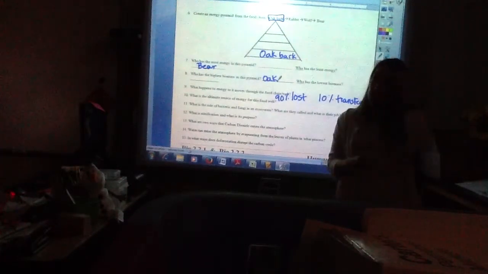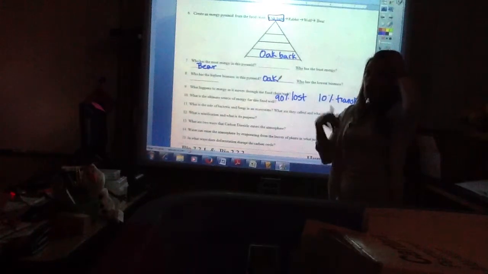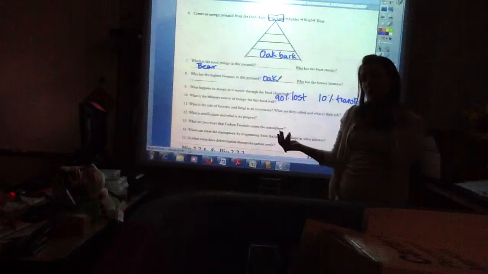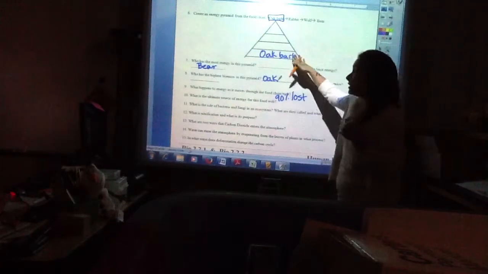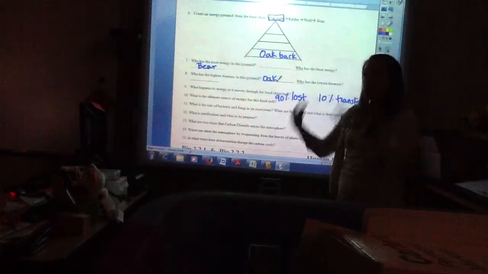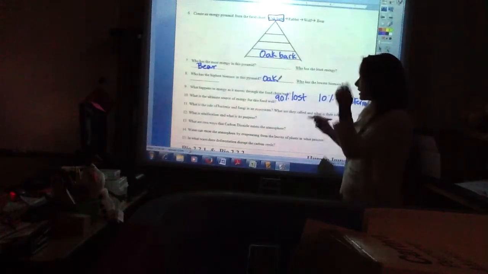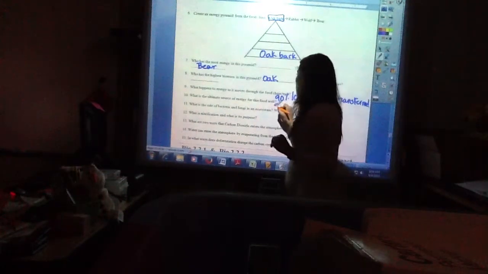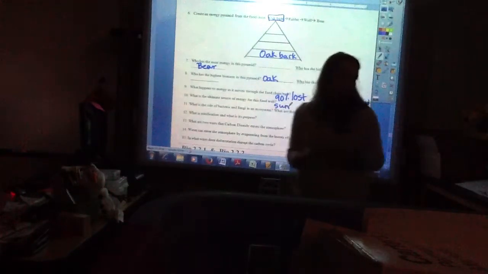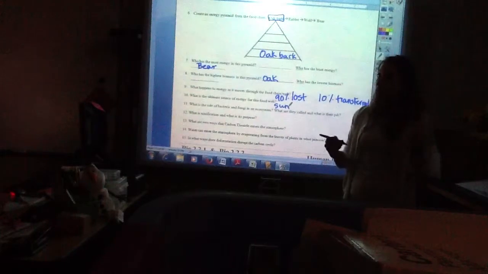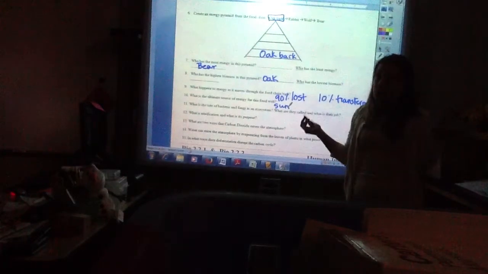The ultimate source of energy for all life on Earth. Remember, the very first transfer of energy is actually photosynthesis. When this oak tree takes energy and turns it into carbohydrates, that's our first energy source. And so the ultimate source of energy is going to be the sun. And the EOC loves to ask that question to see if you know that without the sun, no photosynthesis, nothing to eat.